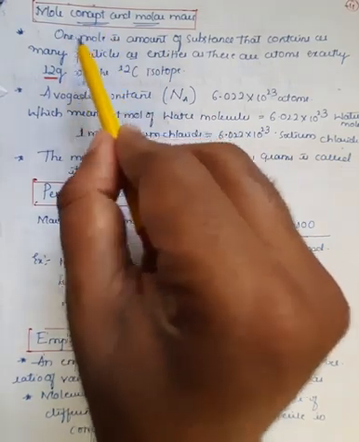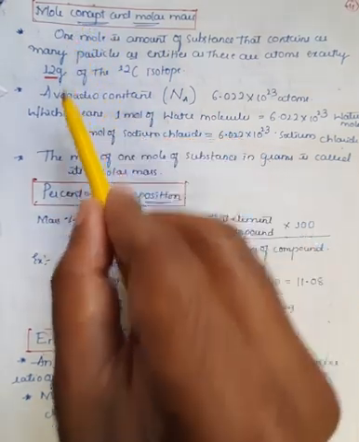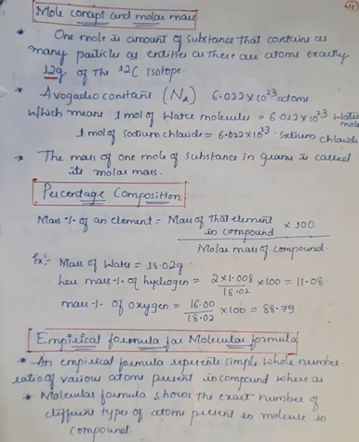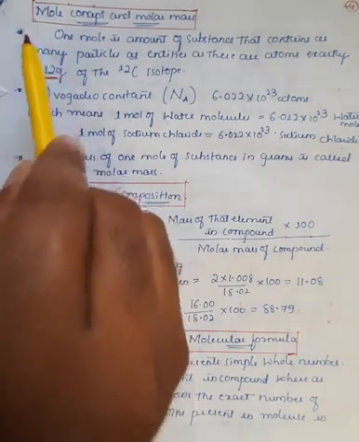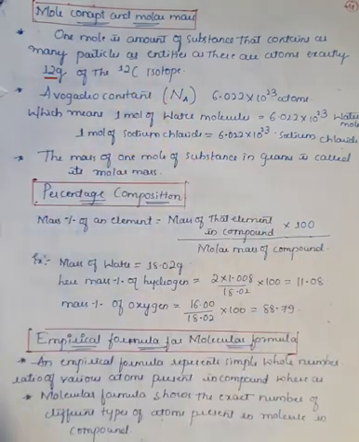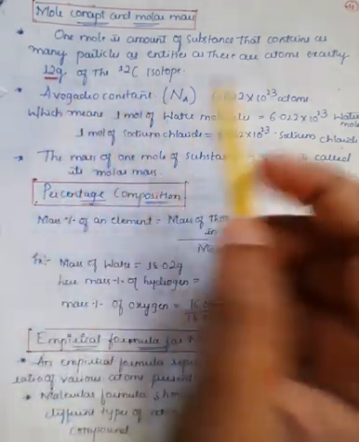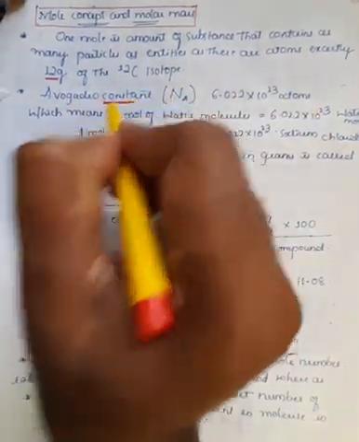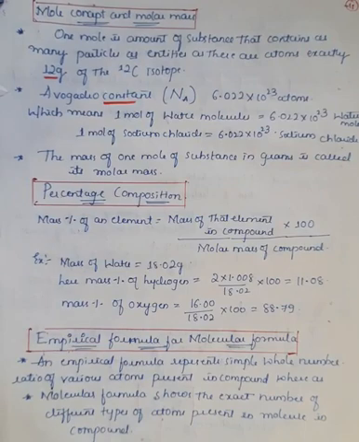If you take 1 mole of hydrogen, it will be equal to the entities which are present in 12 grams of the carbon atom, that is the carbon 12 isotope, right? So that is generally recognized as the mole concept, or molar mass, right? And here one important thing is the Avogadro constant. We have seen the Avogadro law, so here one important thing is the Avogadro constant.